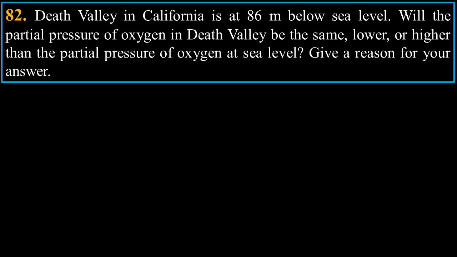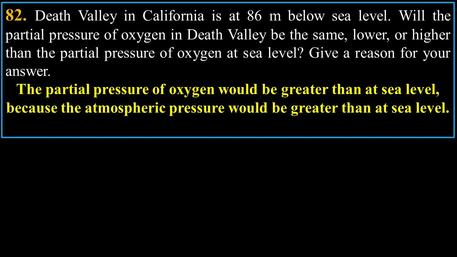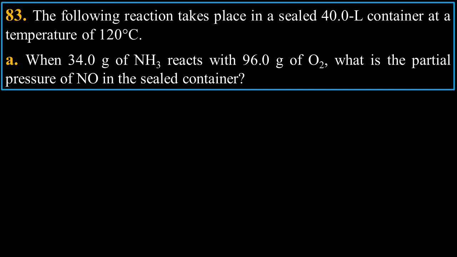Death Valley in California is 86 meters below sea level. Will the partial pressure of oxygen in Death Valley be the same, lower, or higher than the partial pressure of oxygen at sea level? Give the reasons for your answer. Higher pressure. The partial pressure of oxygen would be greater than at sea level because the atmospheric pressure would be greater than at sea level. The following reaction takes place in a sealed 40-liter container at a temperature of 120 degrees Celsius. When 34 grams of ammonia react with 96 grams of oxygen, what is the partial pressure of nitrogen monoxide in the sealed container?